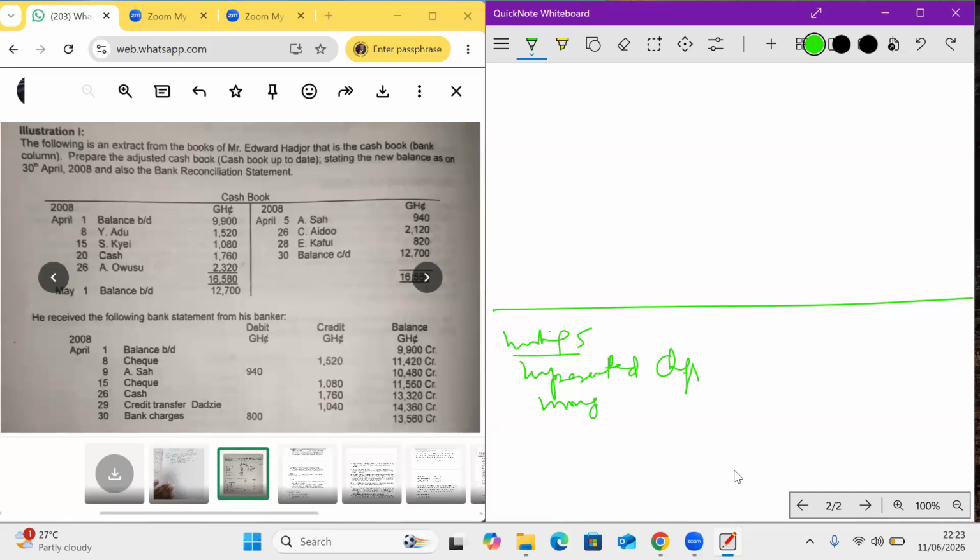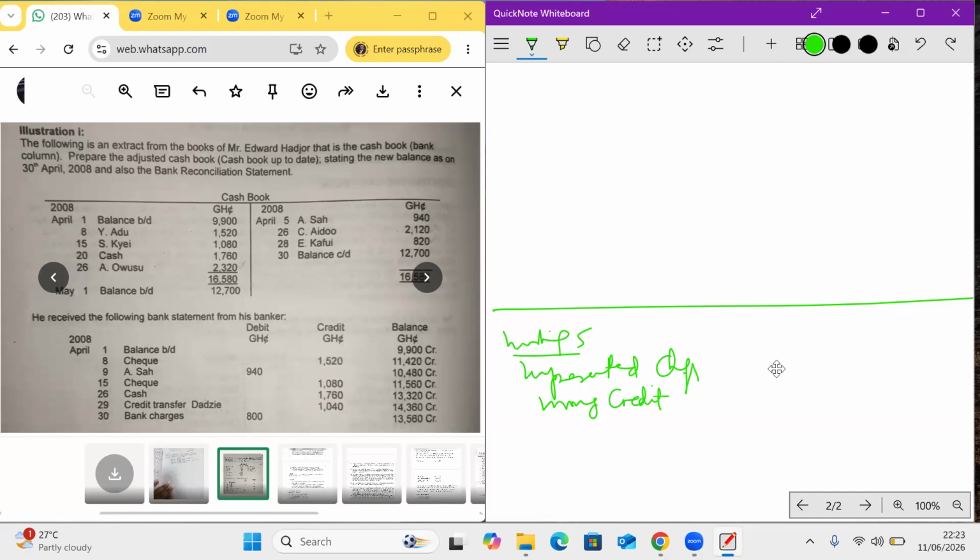Why, wrong what? Why are you seeing it? Come again? The credit transfer. No, no. This information I'm picking from the BRS. Wrong, unpresented checks. Wrong debit. No, wrong credits.